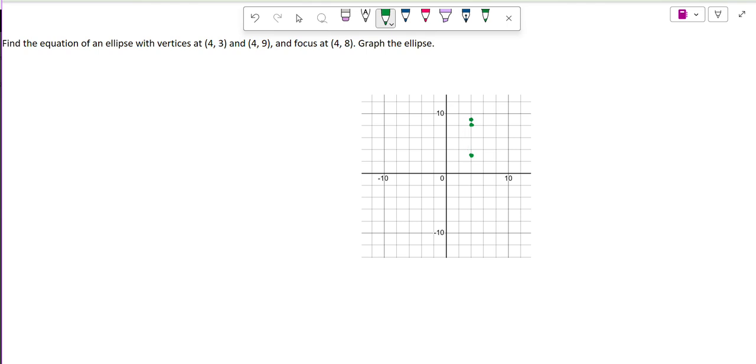Okay, so because the focus is so close to this vertex, it's telling me that it's going to be pretty long and skinny. The other thing it's telling me is this is definitely oriented in the vertical direction because the foci are on the major axis. So if one focus is at 4, 8, the other one here must be at 4, comma 4, right? So we could draw the major axis through there.